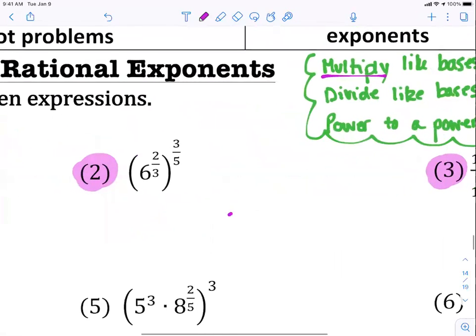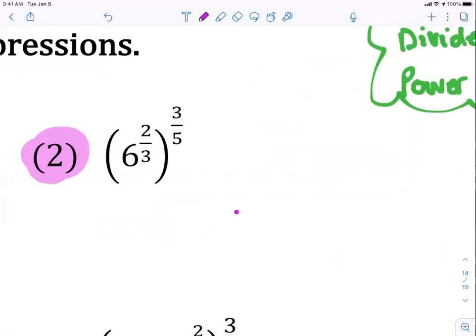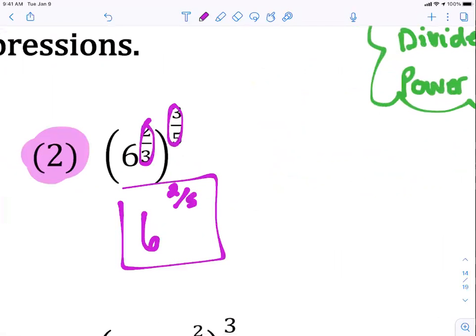Something like this, where it's 6 raised to the 2/3 raised to the 3/5. We simply multiply the exponents together. The base stays the same, and when I take 2/3 times 3/5, we're left with 6 to the 2/5. Boom, final answer. For these, it's okay to keep them in exponential form. You don't have to rewrite them as roots.